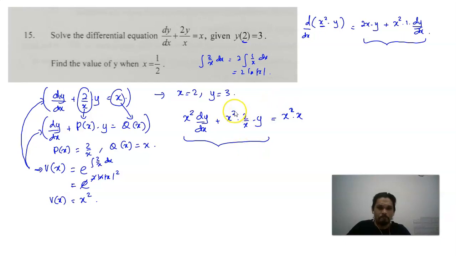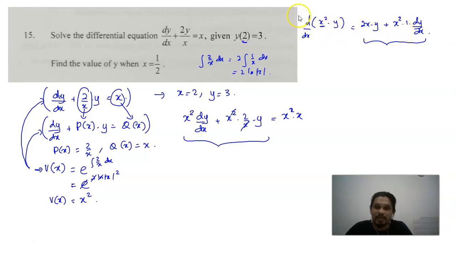Let's compare this with this one here. x squared divided by x, then you see here it is 2xy, 2xy, agree? And then x squared dy/dx, x squared dy/dx. Can you see here now? So the derivative of x squared times y equal to the expansion of this process here.